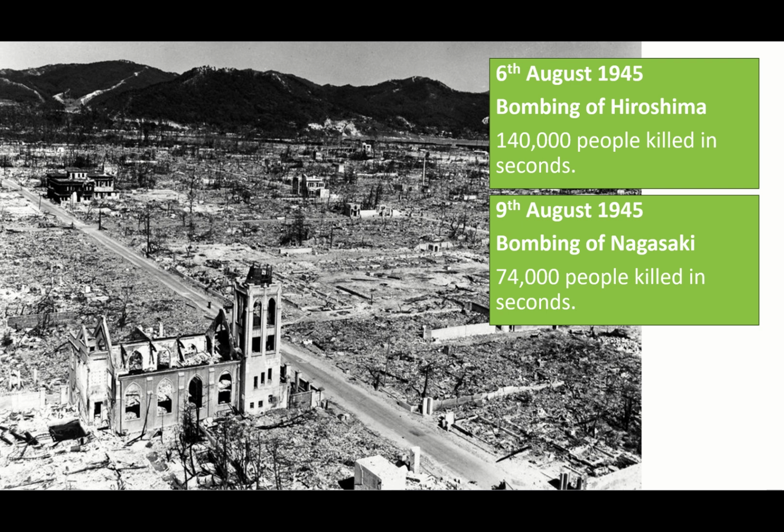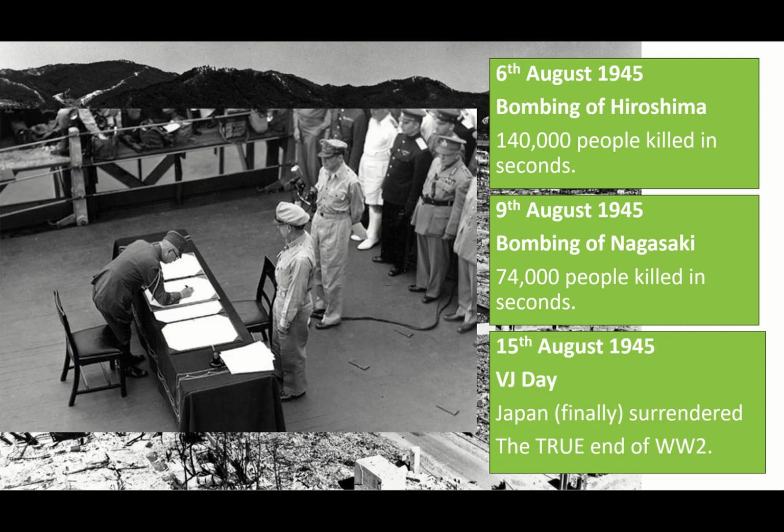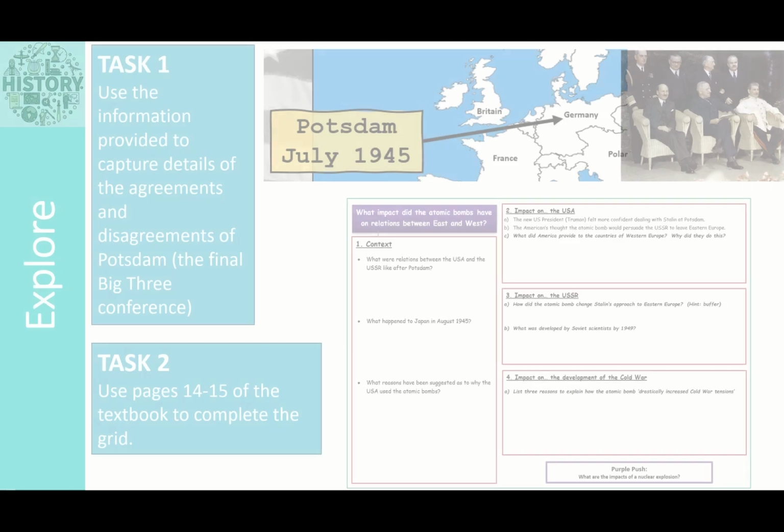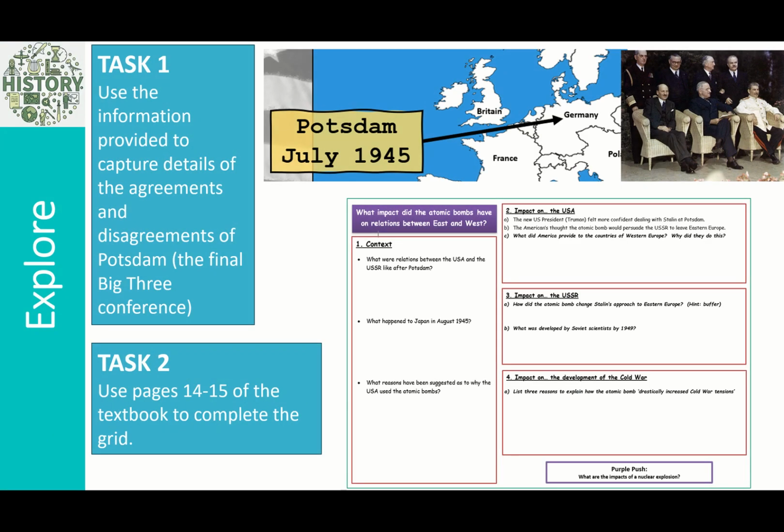The Japanese still don't get the message. On the 9th of August 1945, Nagasaki's bombed. This time, 74,000 people killed in seconds. 15th of August, under the threat of a 3rd atomic bomb, Japan finally surrenders, and this is really the true end of World War II. And now we get into the Explore section.